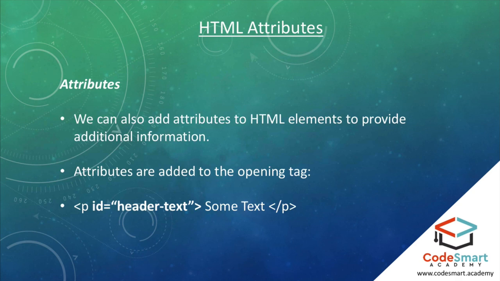The final thing we're going to look at in this video is attributes. Attributes are added to elements to provide some additional information. For example, we could set the text color. We could tell the browser which page to link to if it's clicked on. Or, as you can see in the example here, we can set a unique ID for the elements.